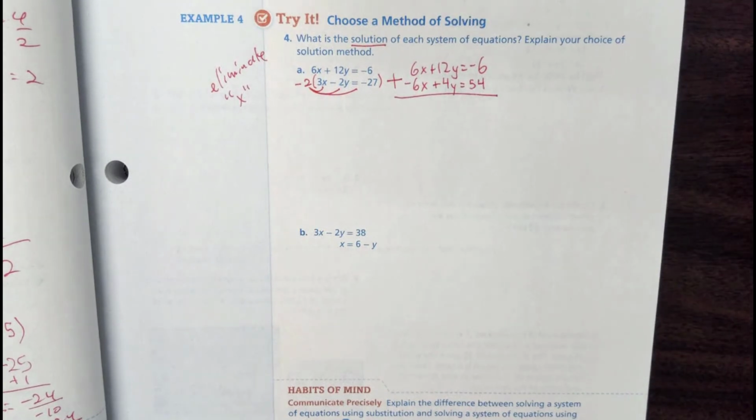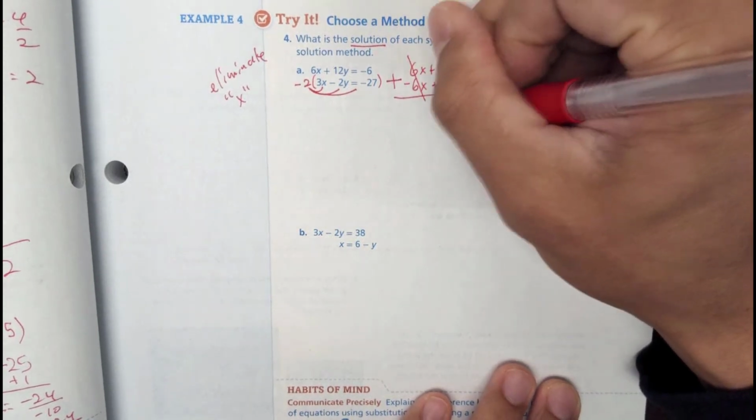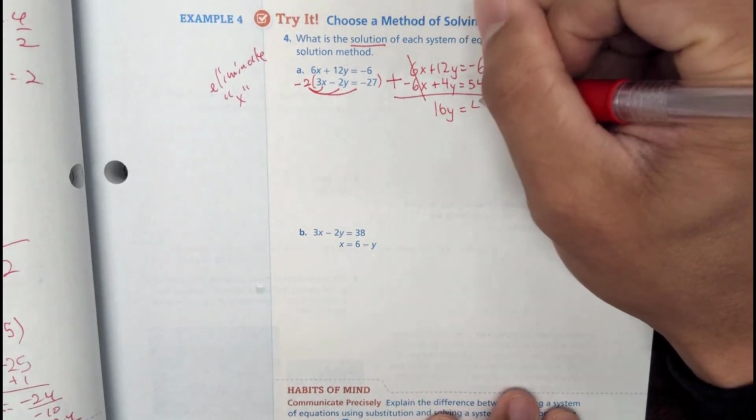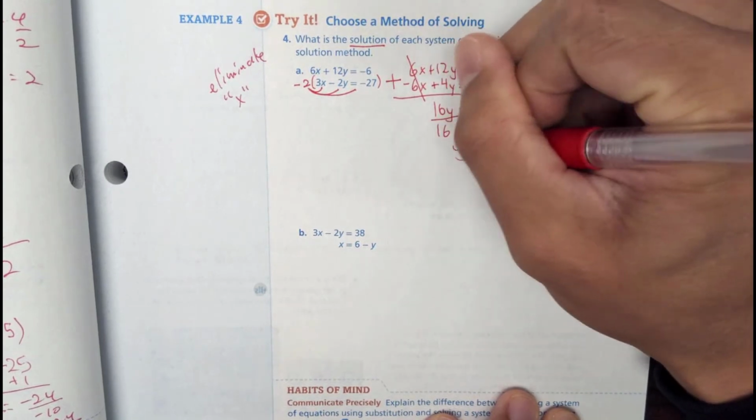So in this way, after I make that 6x and the negative 6x, I'm going to go ahead and add the two equations together. The x's eliminate each other. That's 16y is equal to 48. Divide by 16 on both sides. Y is equal to 3.